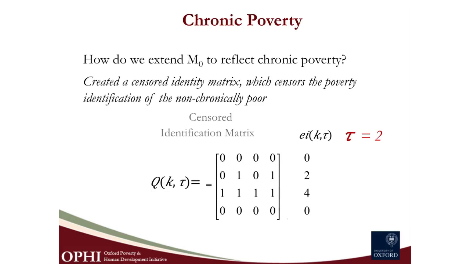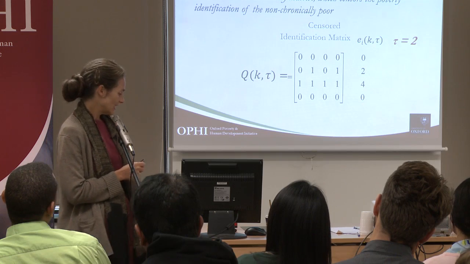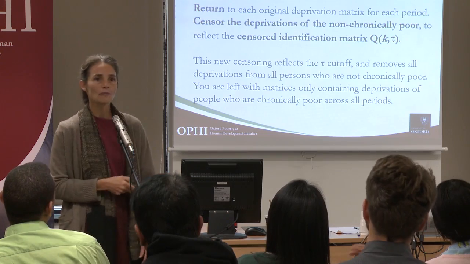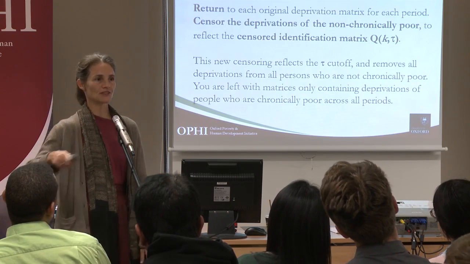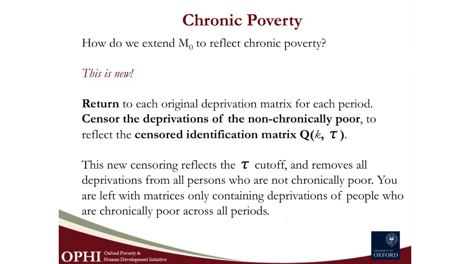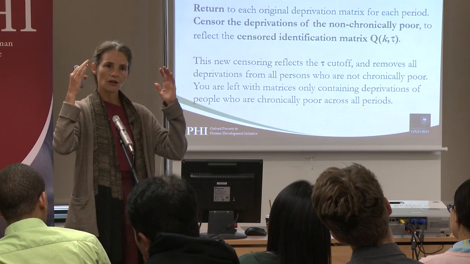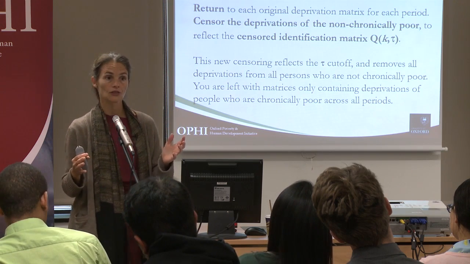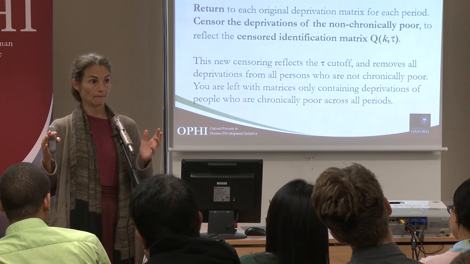Okay? Now there's a trick, the only trick, but think about it. Now you have to go back to each of the 4 deprivation matrices and censor the deprivations of people who may have been poor in that period, but are not chronically poor. Okay? So it's a double censoring. So you go back to the G0 matrix, but you censor them of the others. And you are left with only matrices that contain the deprivations of the chronically poor. But you have a G0 of K tau matrix for each of the periods. Yeah?